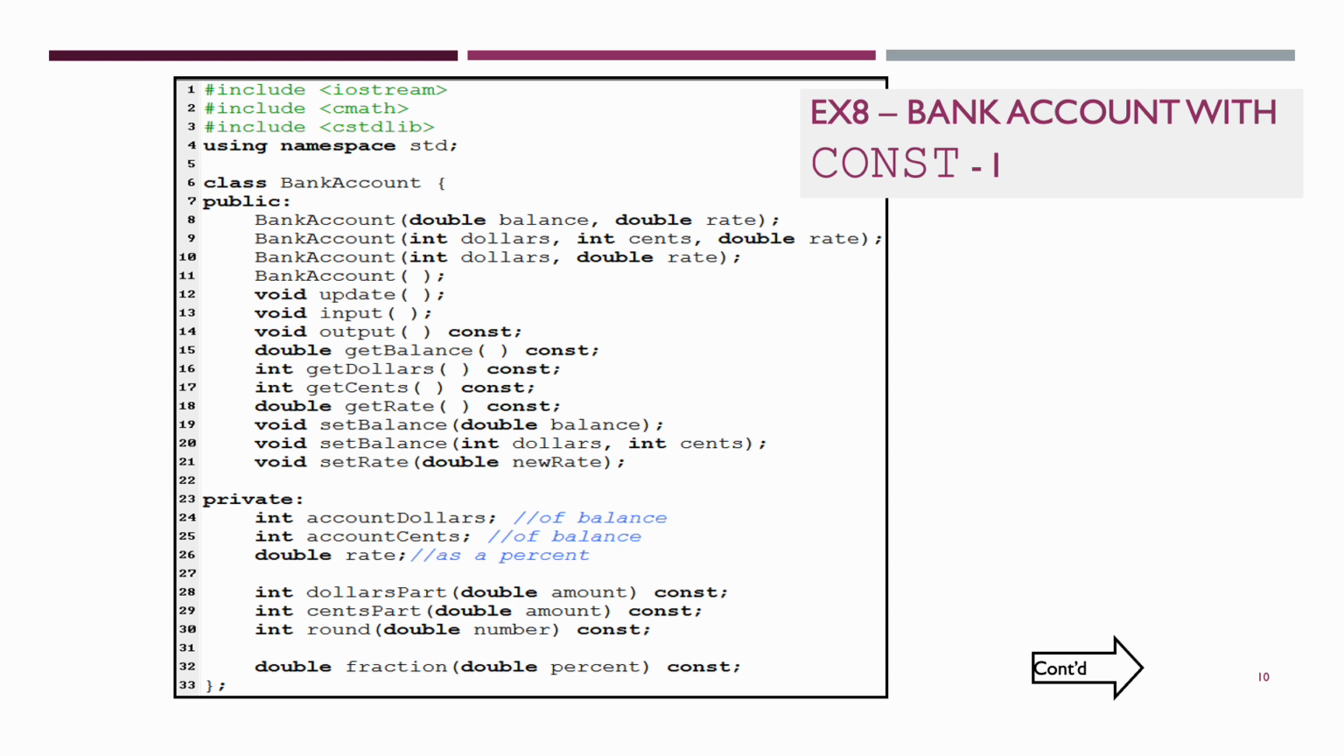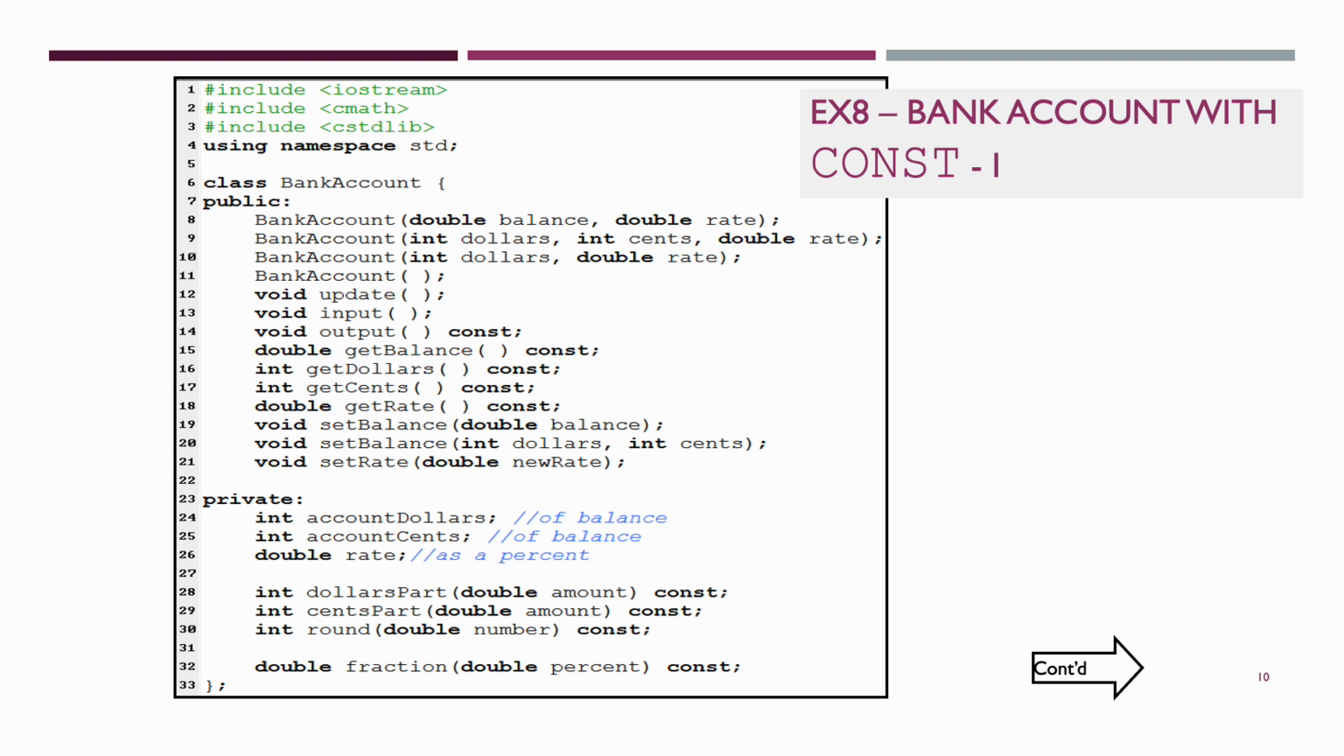So if we look at those methods, void output constant is responsible for printing the balance and rate of the account. Since it is only meant to display information and not modify the internal data, it is marked as constant, guaranteeing that no changes will be made to the account object. Next, for double get balance constant, this function returns the total balance of the account as a double. Since it is only fetching the data without making any changes, it is also marked as constant.